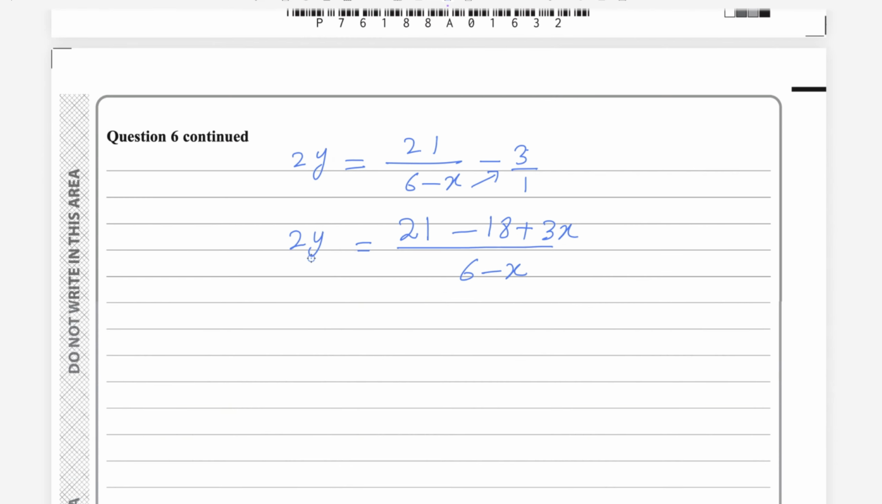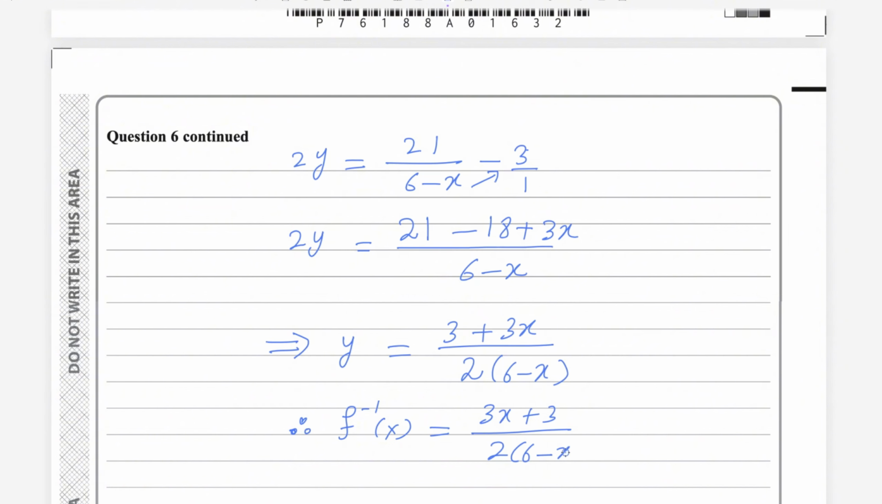This is 2y, and we want to get the value of y. This 2 will divide to the other side, implies that y equals 21 minus 18, which is 3, plus 3x, divided by 2 times 6 minus x. Last step of the inverse function, this y is the inverse actually. Therefore f inverse of x equals 3x plus 3 divided by 2 times 6 minus x. So this is the inverse function, but this is not the complete answer.